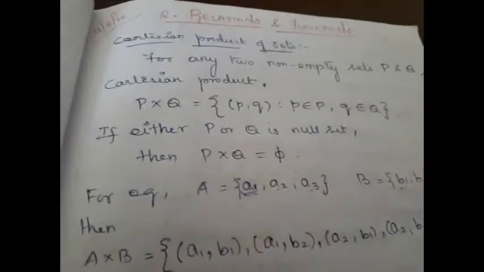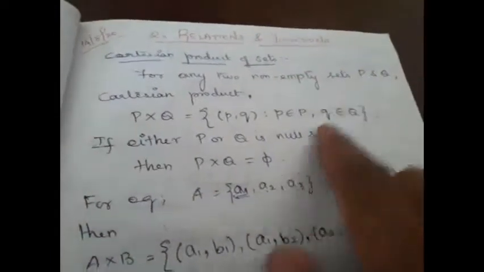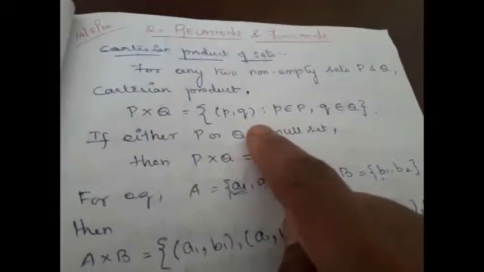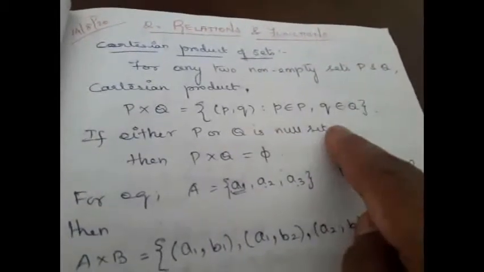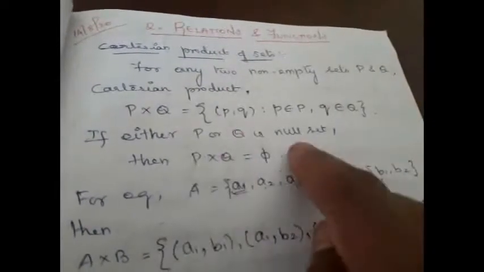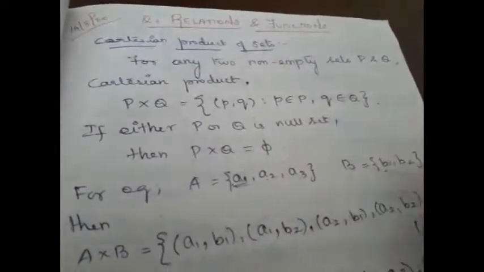Hope you remember, we learnt about the Cartesian product of two non-empty sets, which is nothing but the ordered pairs where the first element is from the first set and the second element is from the second set. And if any one of the sets is empty, the entire cross product, or the Cartesian product, will become empty.